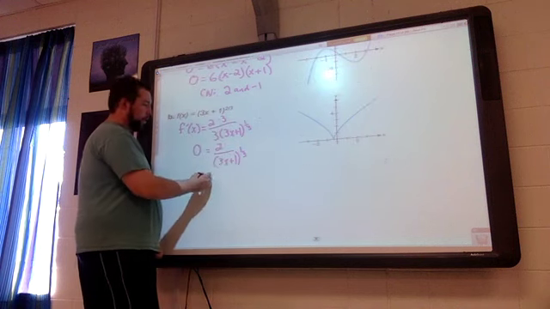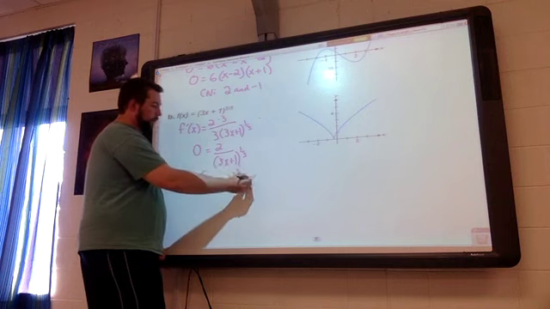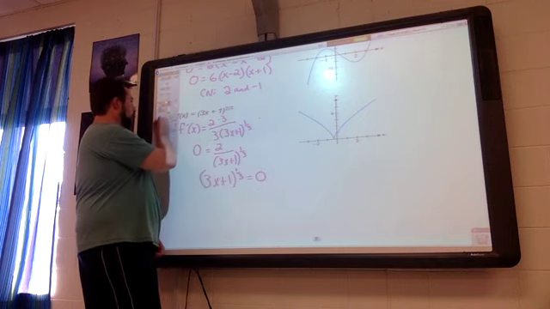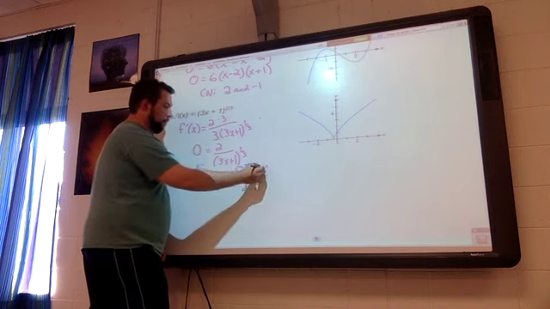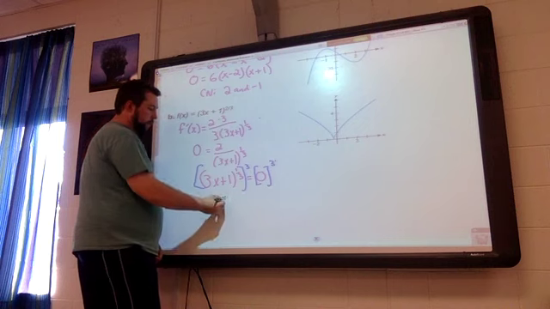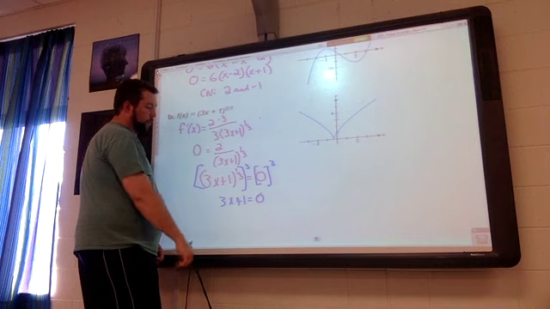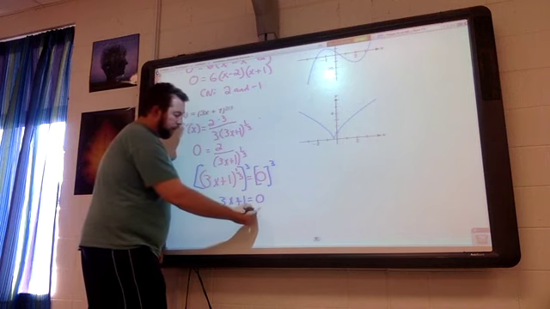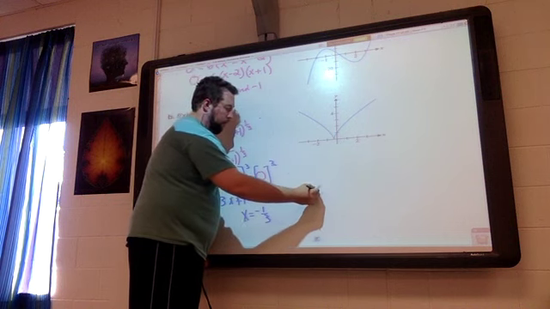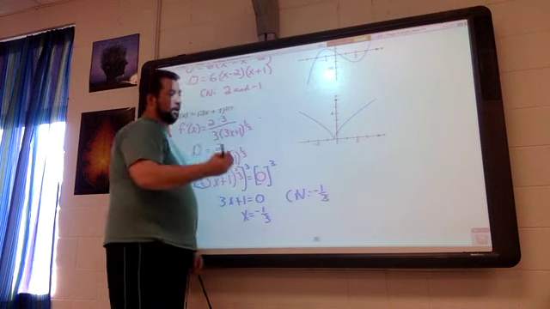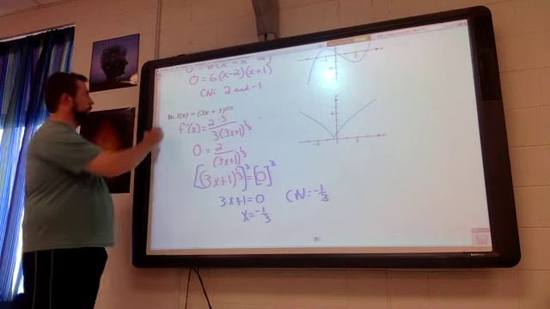So we could say 3x plus 1 raised to the 1/3 power is equal to 0. To get rid of that 1/3 power, we can raise both sides to the 3rd power. That gives me 3x plus 1 is equal to 0. Subtract the 1, divide by 3. We have a critical number of -1/3. Notice the derivative is undefined there, but it is a local minimum.